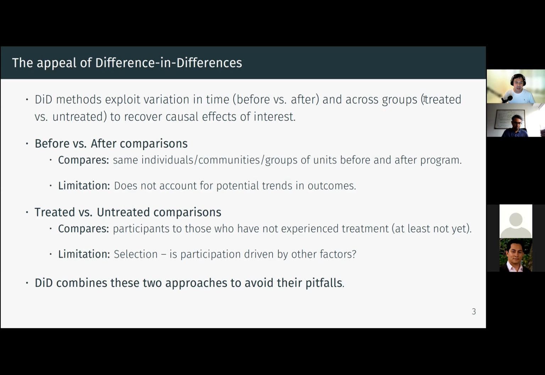Another type of comparison we can make is, well, let's ignore the before and after comparison. Let's compare treated versus untreated in period 2, in the post-treatment period. But then we have a catch here as well. The catch is, are these two sets of units comparable? Are people who are treated somehow similar to people who are untreated? This has the whole issue of selection bias. Is participation in treatment driven by other factors? So what difference-in-differences is going to try to do is to combine these two types of comparisons to avoid the pitfalls. Make sense?